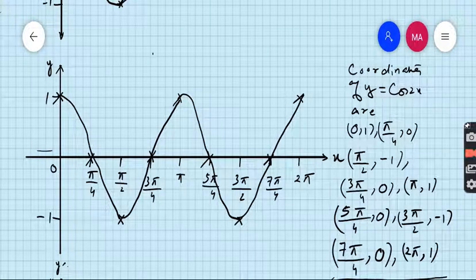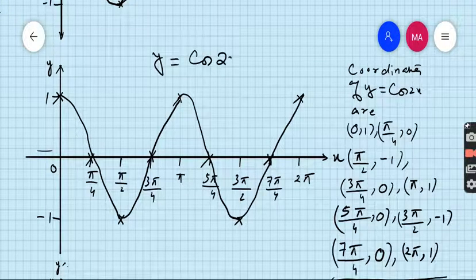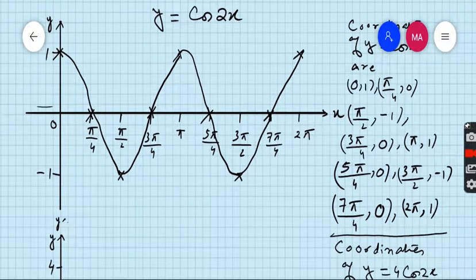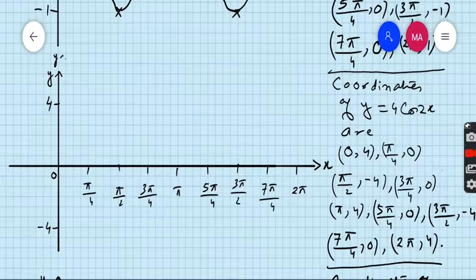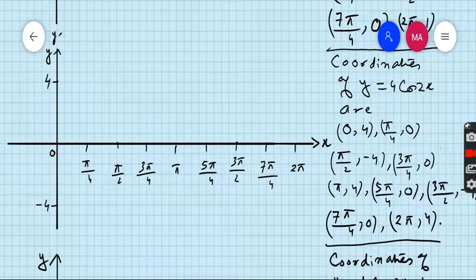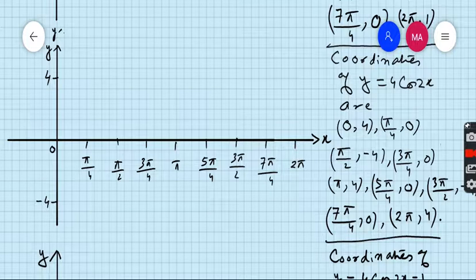So this is the graph of y is equals to cos 2x. The first graph was y is equals to cos x. The period was 2 pi. The second graph is y is equals to cos 2x and the period is pi. Now come to the third graph. The third graph is y is equals to 4 cos 2x. So the only change is amplitude, otherwise all x values are the same.